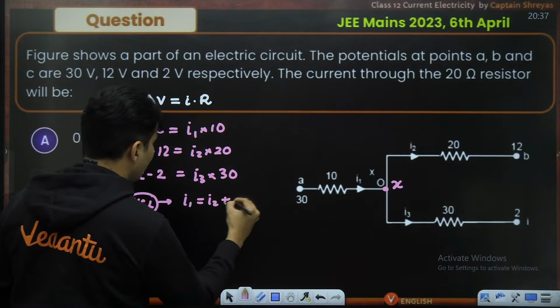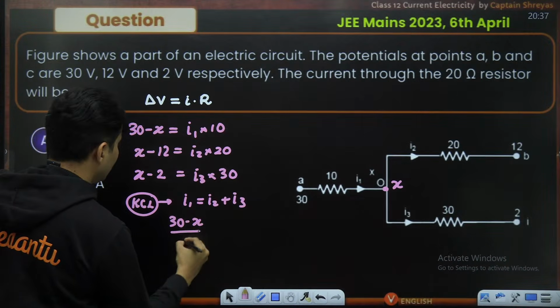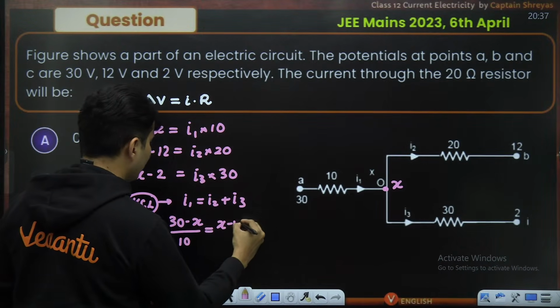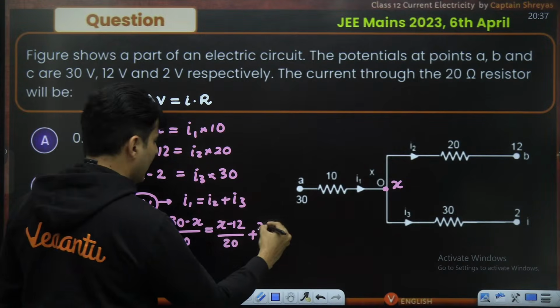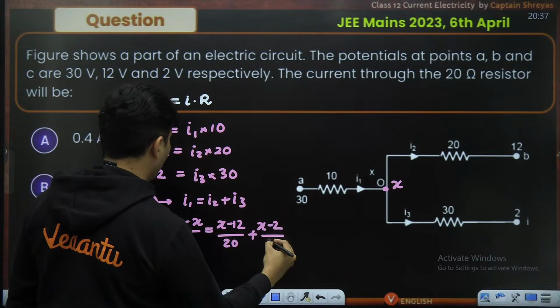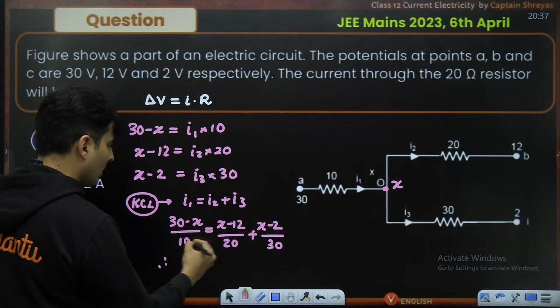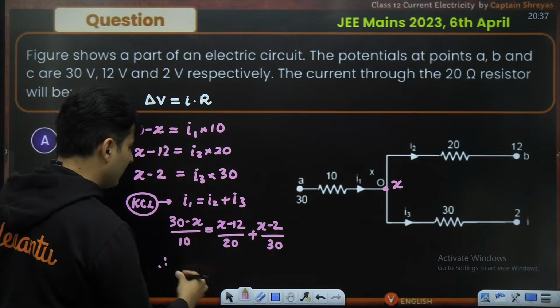Now we all know I1, I2, I3 from here, and we also know using Kirchhoff's current law, I1 is I2 plus I3. So I1 is 30 minus X divided by 10. I2 is nothing but X minus 12 divided by 20. I3 is X minus 2 divided by 30. The zeros cancel. So we have 1, 2 and 3 over here.